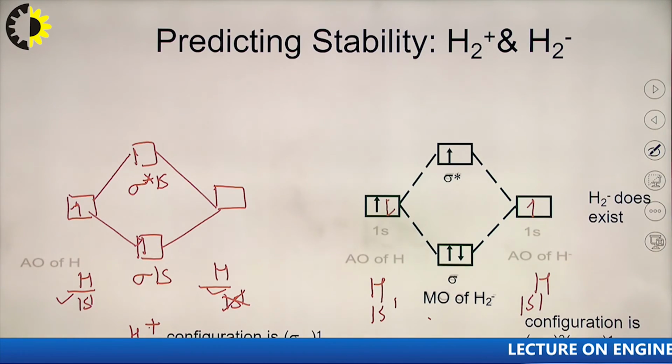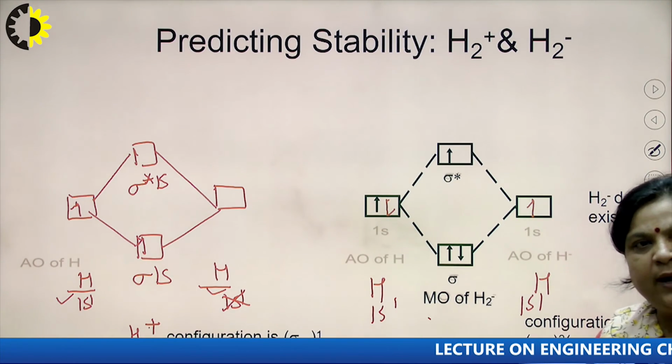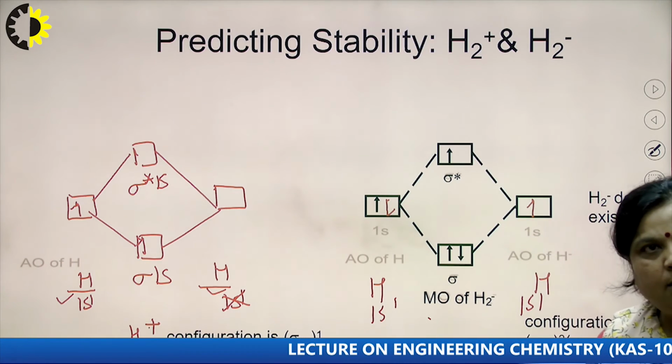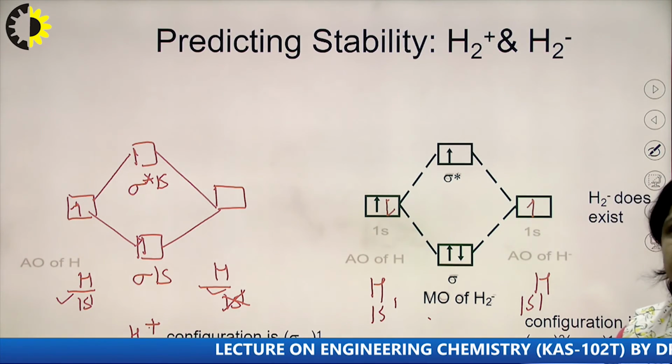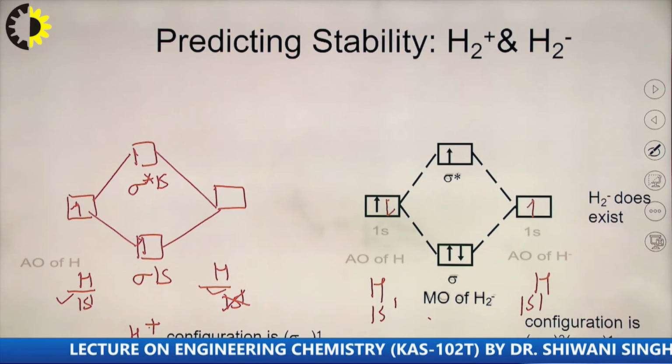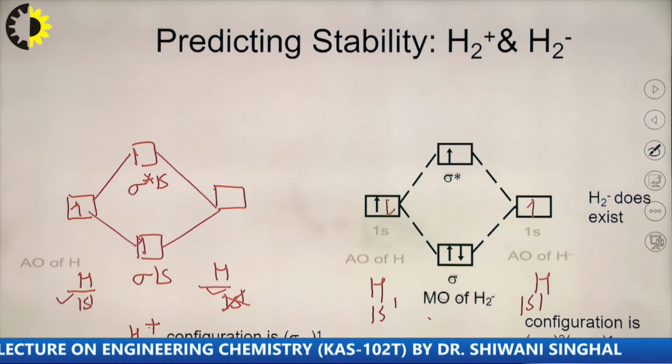So, what will be the configuration? The configuration of H2 minus will be sigma 1s2 and sigma star 1s1, and the bond order will be 2 minus 1 by 2, which is equal to 1 by 2. So, both molecules can exist.